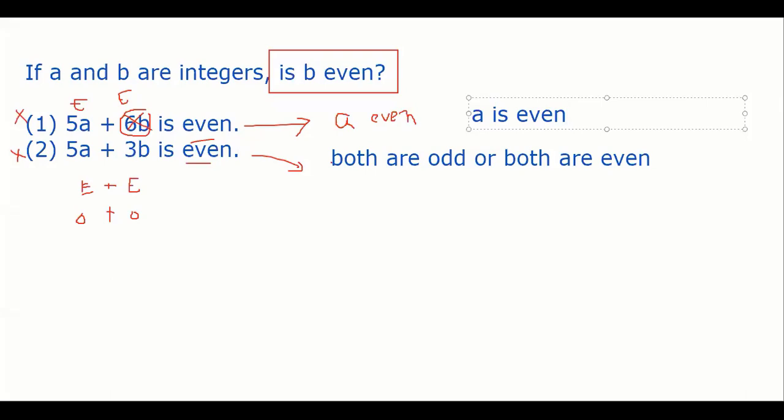From the second statement we know either both are odd or both are even. Now, A is even, so both cannot be odd. So forget both being odd. It means both are even. So if A is even, we know B is also even. So from statements 1 and 2 together we can answer whether B is even or not.